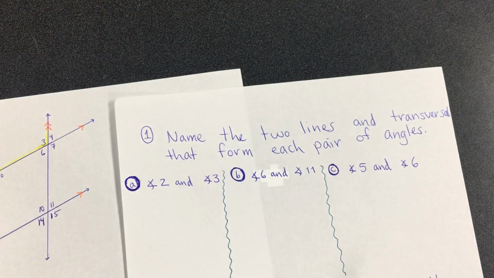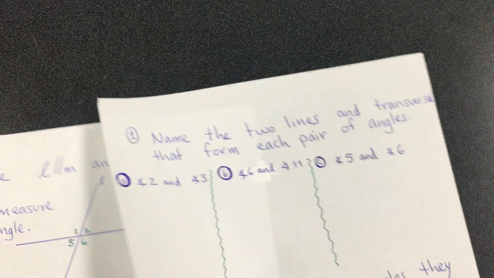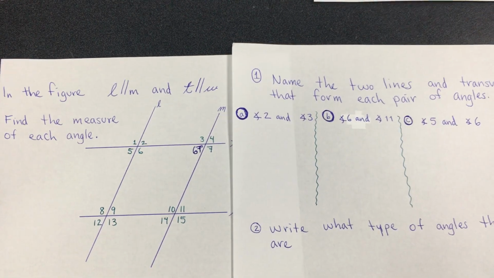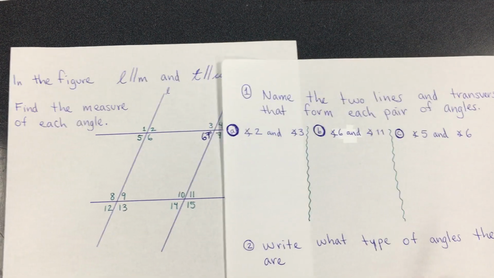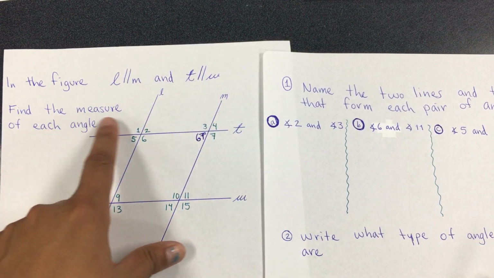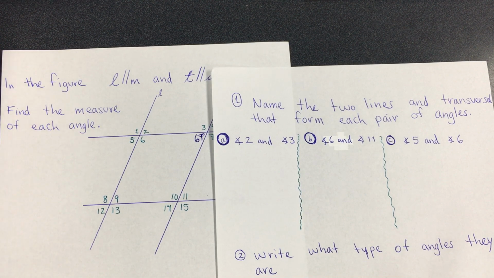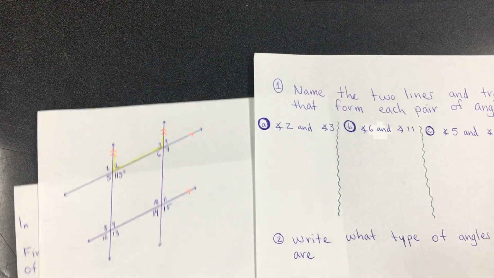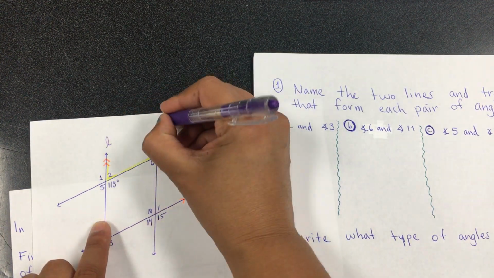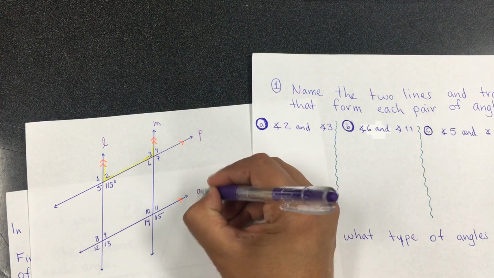Oh, I don't have names in here. So I think I'm using the wrong diagram. Sorry about that. Similar things. Okay, so in here, let me see if I can zoom out a little bit. Okay, it says in the figure L is parallel to M and T is parallel to W. Find the measurement of each angle. I'm not sure what I'm doing here, or I didn't name the other one. Okay, I'm just going to put names in here. So line L and M and P and Q.